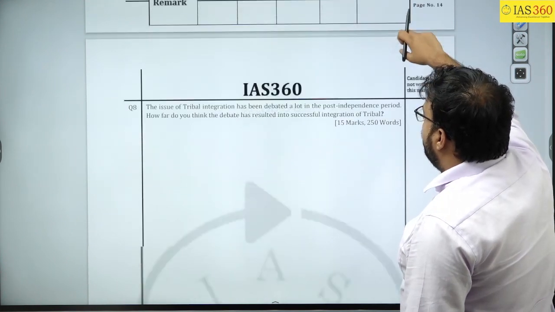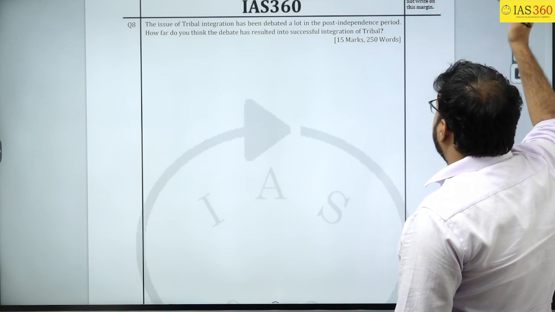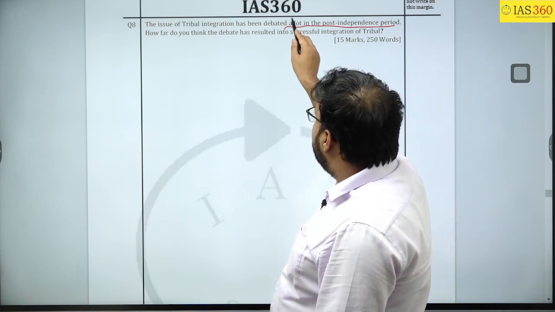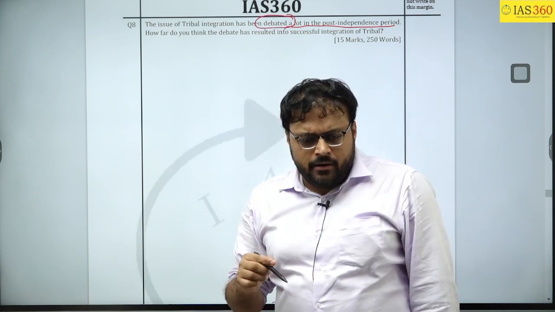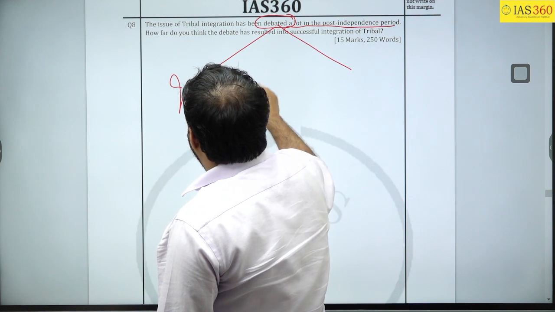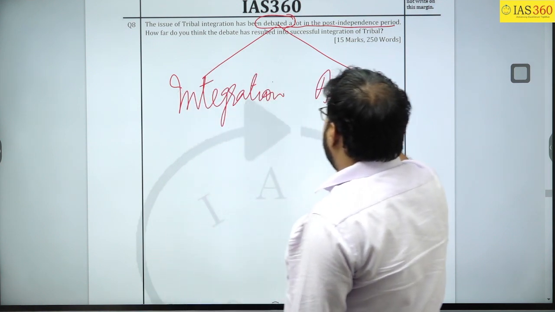Now, moving to the next question, that is, the issue of tribal integration has been debated a lot in the post-independence period. In this question, one of the students who is already selected has talked about the tribal population being 8.6% of the total population. That's fine. He has also mentioned the PVTG. That's fine. After that, he started talking about the debate. So that is also one way of introducing the answer. So after that, what was the debate? The debate was revolving around whether we should follow the integration approach or the assimilative approach.